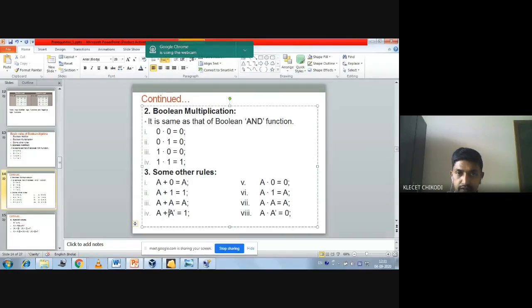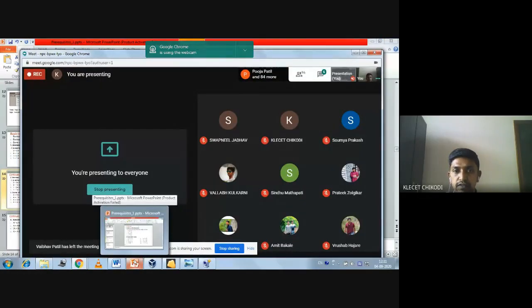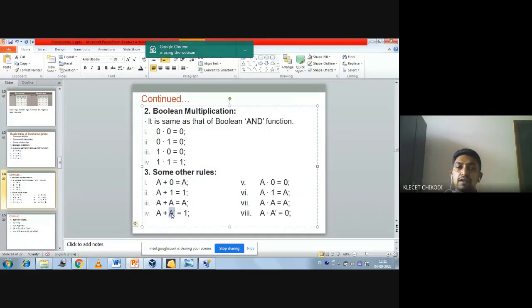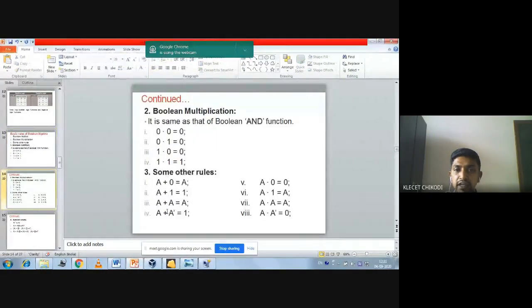A plus A dash. So what is the meaning of A dash there? Complement of A. Yeah, good. This A dash, we call it a bar also. Some textbooks prefer writing a bar, with a bar above the A, instead of a dash. So A plus A dash is always 1.